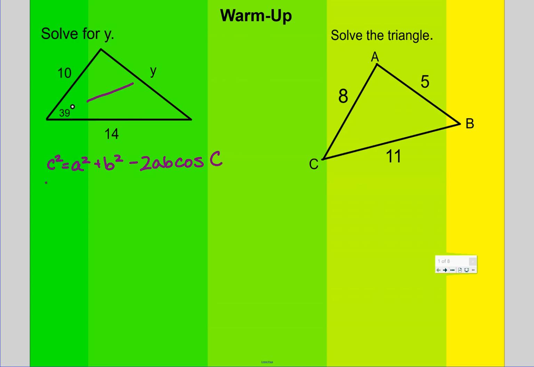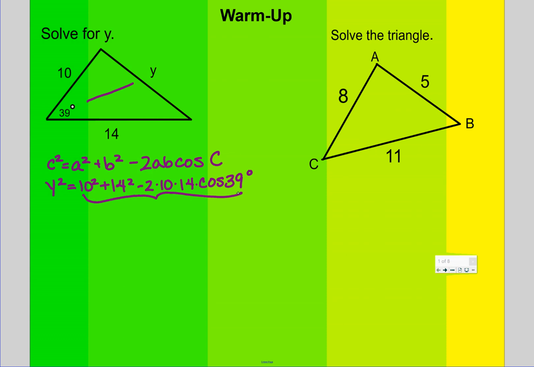So here we're solving for the side length. So the y is going to be by itself, and we know the angle. The other two sides are just a and b. It doesn't matter which one's which. So 10 squared plus 14 squared minus 2 times 10 times 14 times cosine 39. And this is the easy version of law of cosines, where the variable is already alone. So you can just simplify that whole right side in your calculator as long as you're in degree mode.